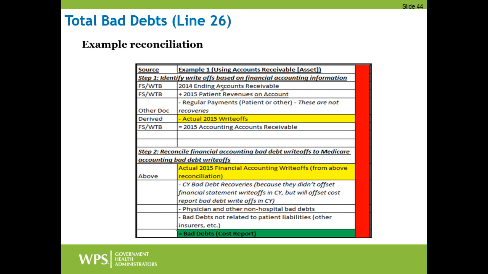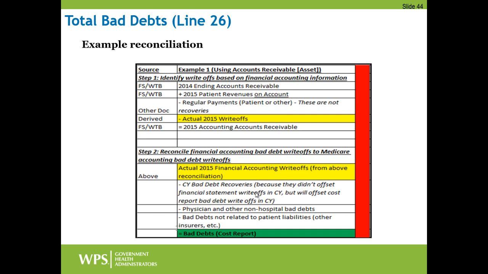So if we know the beginning and ending balance, and we know the patient revenues on account, and we know the regular payments from the patient, then we can back into the write-off amount. So we have the write-off amount here, and then we take a look at those write-offs, the amount we just calculated. We subtract out any current year bad debt recoveries.